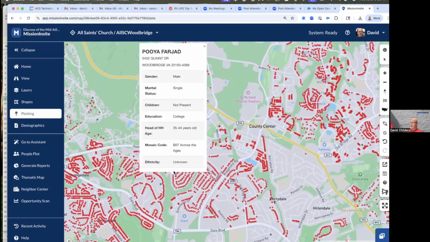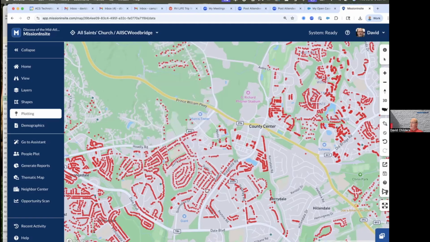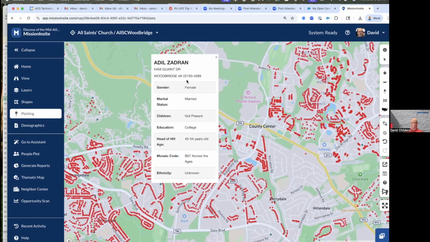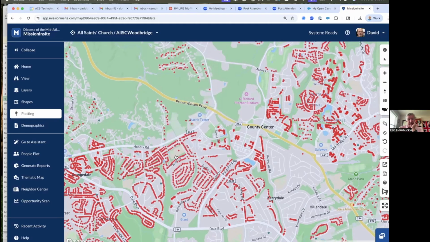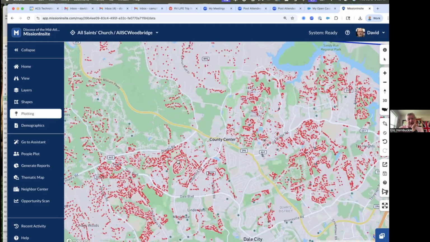Wow. This is a single adult, 35 to 44. He's a BO7. Are there kids in the home? Not present in this one. But I can look at each one of these homes, and Experian tells me information about them from that perspective. Interesting, both valuable, Middle Eastern heritage.